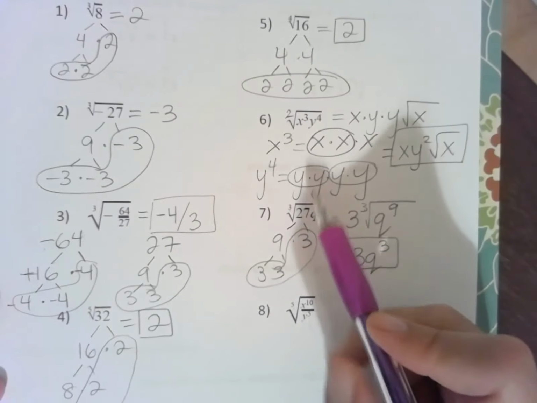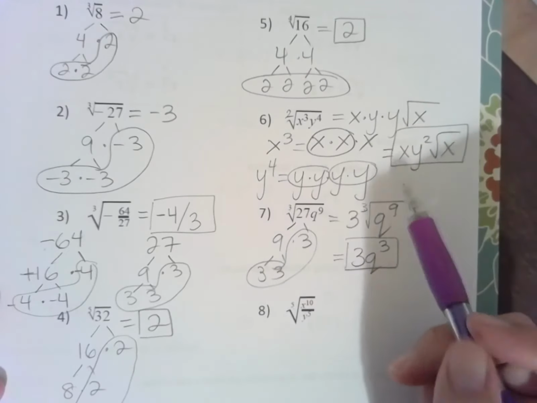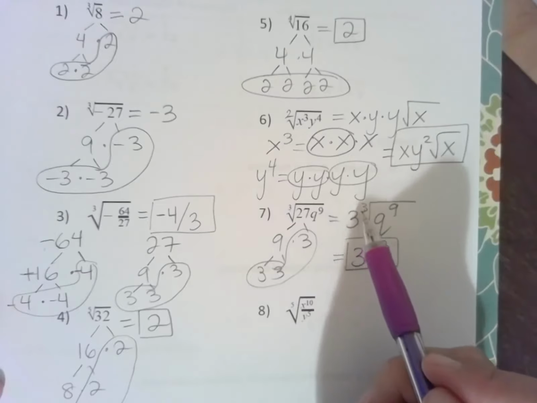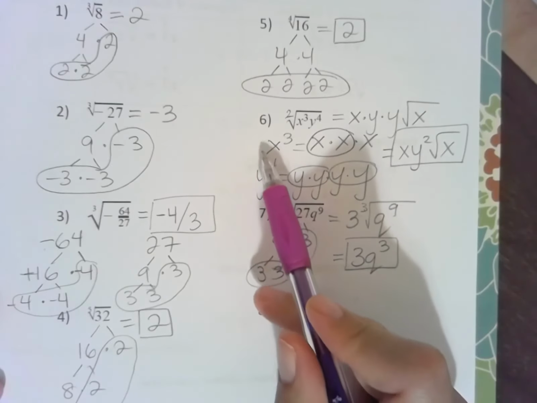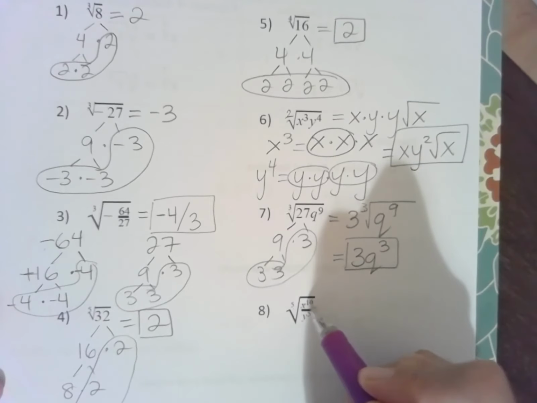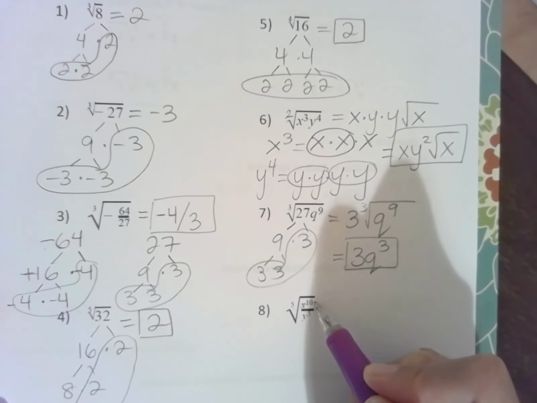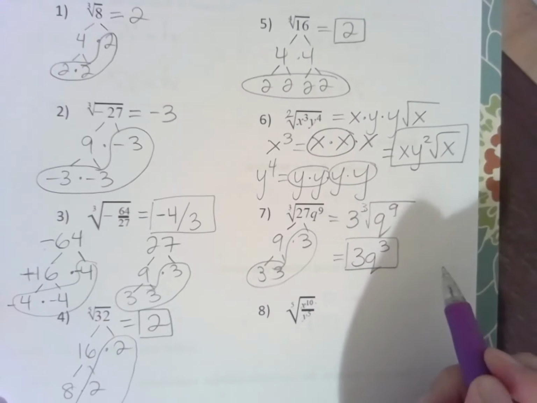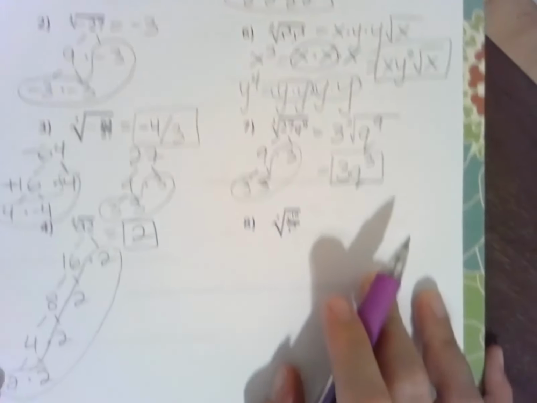Now you could break it down and do q times q times q 9 times and find groups of 3 like I did with number 6. But when you have big numbers like x to the 10th power, then it's way too much writing. So you really want to use the shortcut.